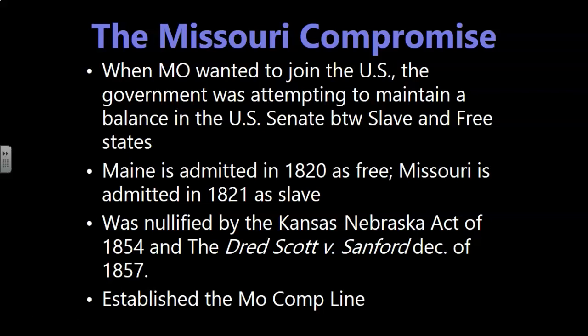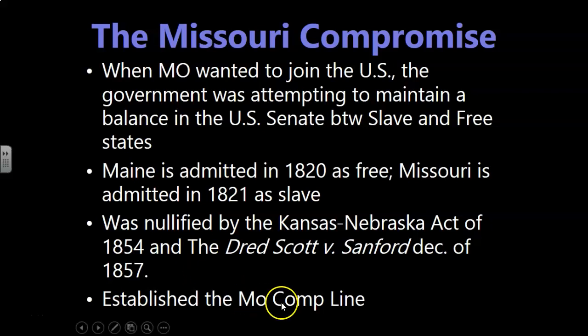So when Missouri wants to join the United States, the government at that time was trying to balance slave states and free states so that we wouldn't have an imbalance and cause more conflict than we already did. So when Missouri wanted to join as a slave state, they first had to find another state that would join as a free state, and they were able to get Maine to step in. So Maine is admitted as a free state in 1820. Missouri is admitted as a slave state in 1821. And that deal is known as the Missouri Compromise.